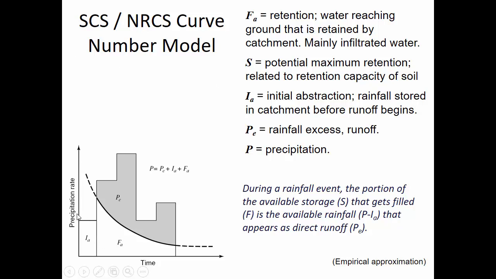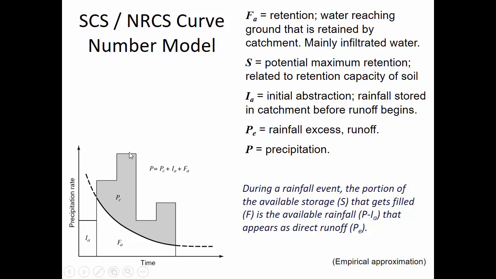And so the initial abstraction, the water that's just stored in the catchment but not necessarily infiltrating, this could be the surface wetting and the interception. The initial abstraction is going to be a depth. And of course the units for precipitation are going to be a depth as well. So what we're saying is that if you multiply the width of this, which represents a time, by the precipitation rate, you get a certain amount of rainfall. And so the area under the curve is the amount of rainfall that is stored in the watershed. What's above is the excess.